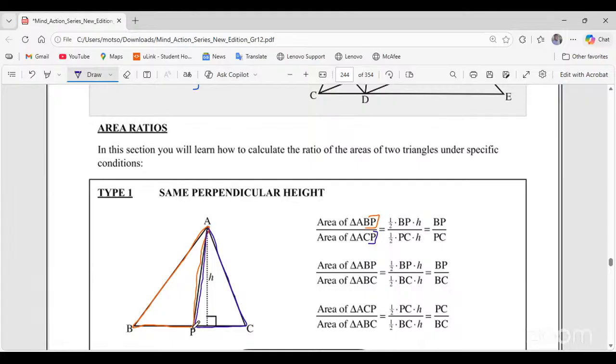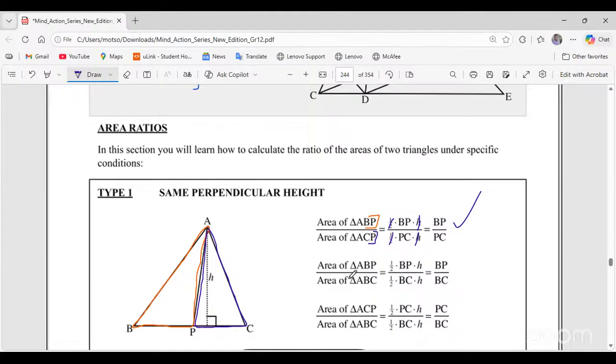ACP is this one. Then we have half times the base of this blue triangle, which is PC, as the base, times the height of the triangle, which is H, as we are given. Now, the half and half cancel each other in this fraction, and the height cancels out too. We are left with only BP over PC as the ratio of the areas of these triangles. Okay, we are done with this one. We can go for the next one.